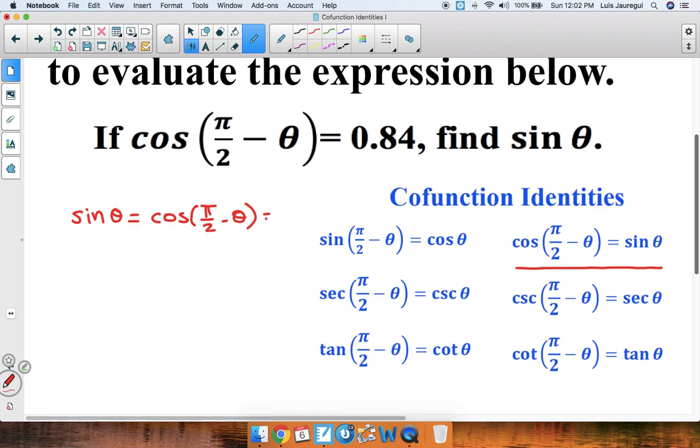But notice that cosine of pi over 2 minus theta happens to be equal to 84 hundredths. So by the use of the transitive property of equality, we can conclude that sine of theta is equal to 84 hundredths.